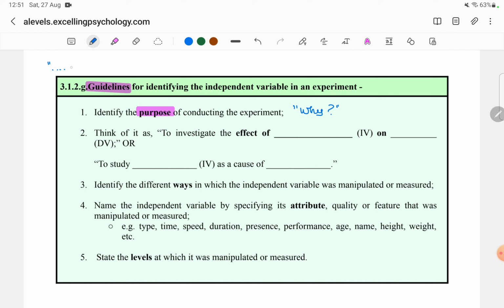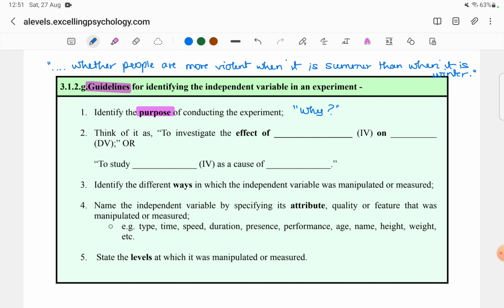Okay, supposing a researcher is studying whether people are more violent when it is summer as compared to when it is winter. This is not how scenarios are presented. I just showed you a scenario a while back. There are a few more details in those scenarios, but I've just presented a gist to have a running example as I present these guidelines.